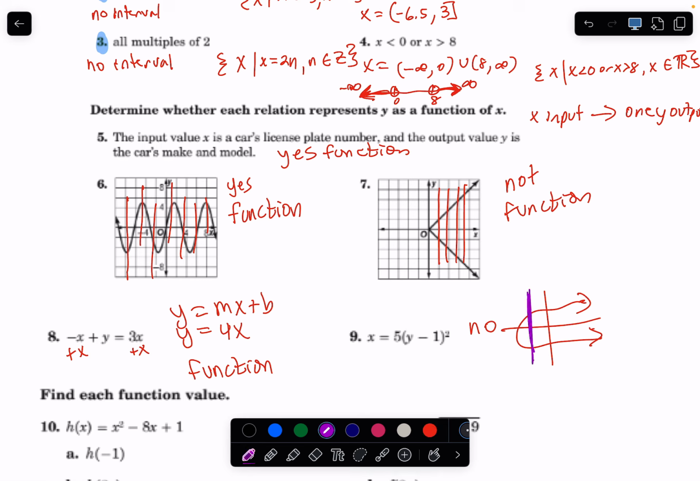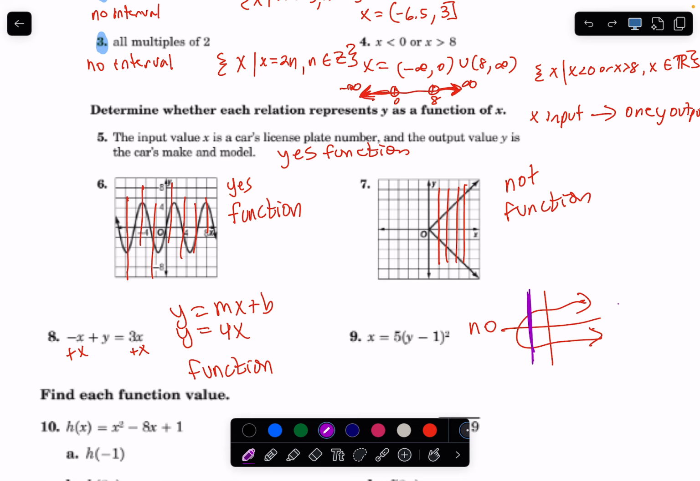Okay? Now, on the quiz, I'm going to put pretty straightforward ones. I'm going to do some with the graph, and then I'll put some that are pretty straightforward. You can tell whether or not it's a function of x.